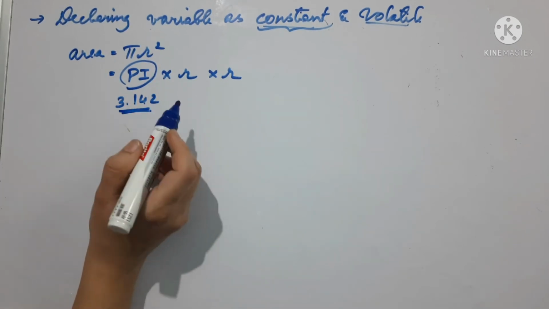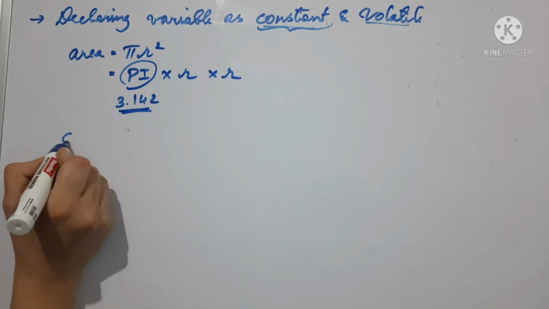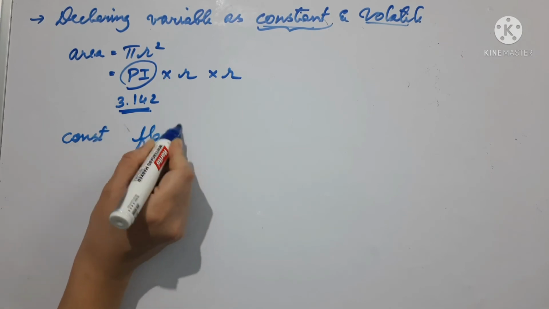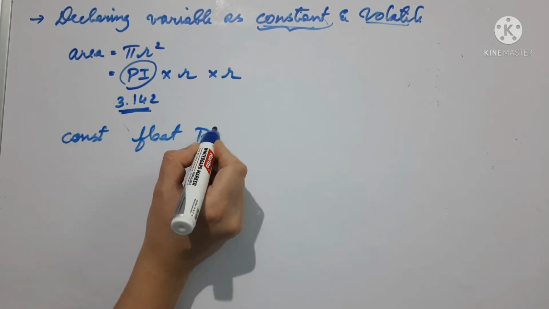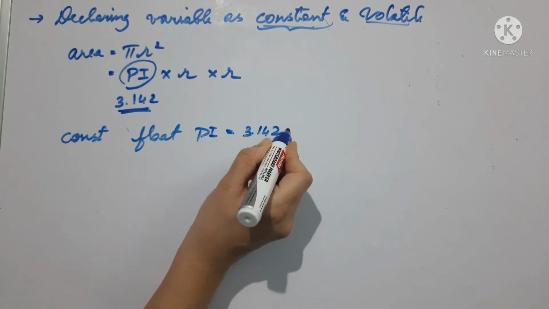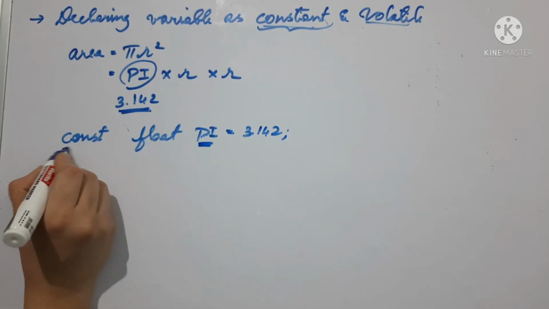It will not change. So whenever I am declaring the value of pi, I can simply say const float pi is equal to 3.142. So this is how I will be declaring a variable with the keyword const.